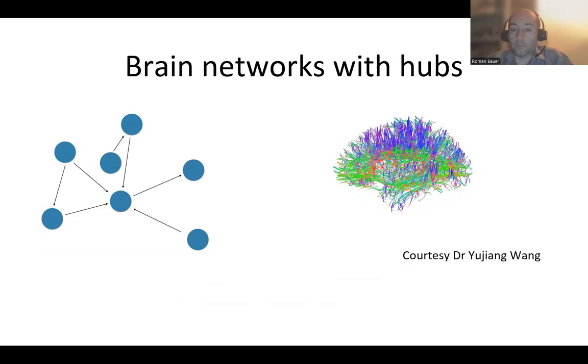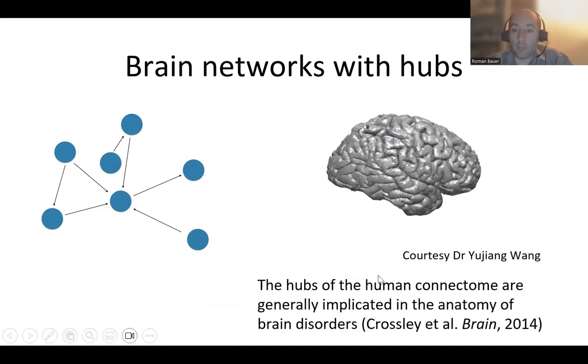And also, in addition to this anatomical interesting aspect, is the fact that those hubs seem to be implicated in many disorders of the brain. And we will actually get to that also later on. But for example, they are implicated in Alzheimer's disease as well as other types of serious conditions.